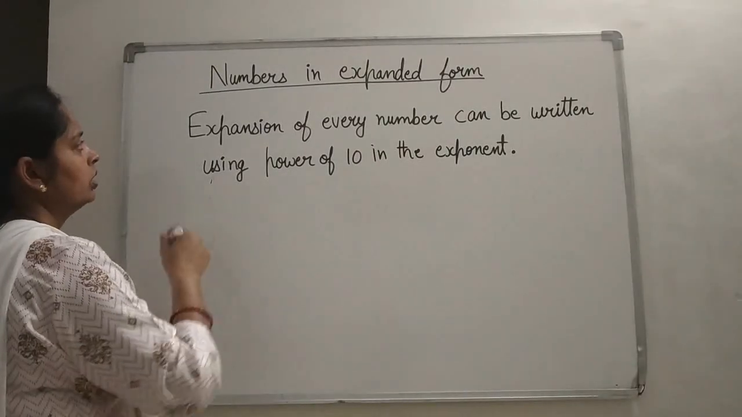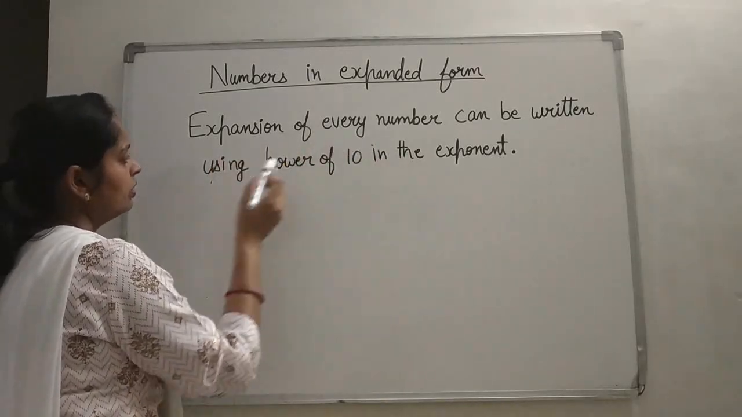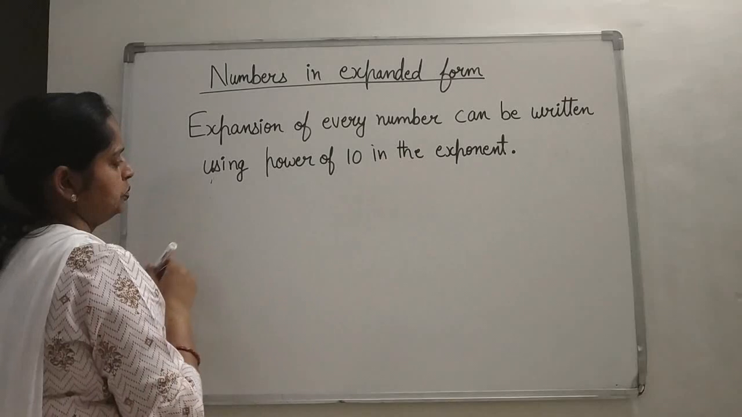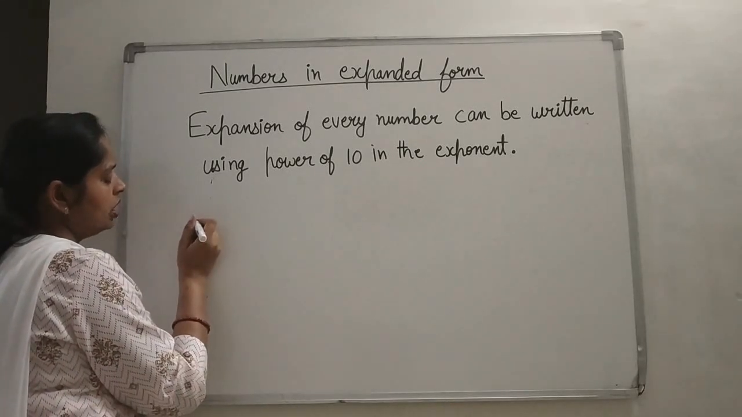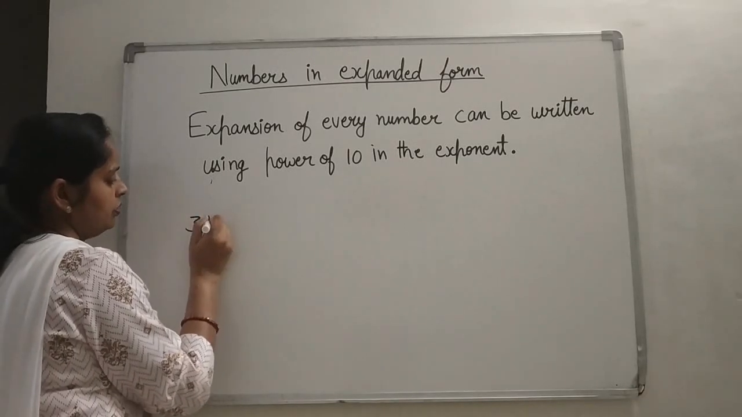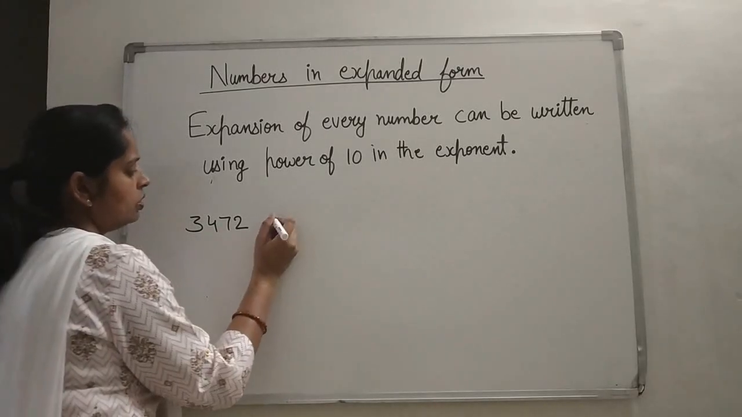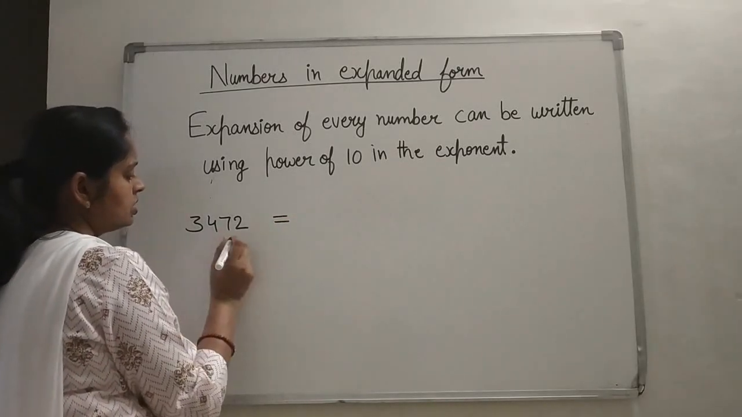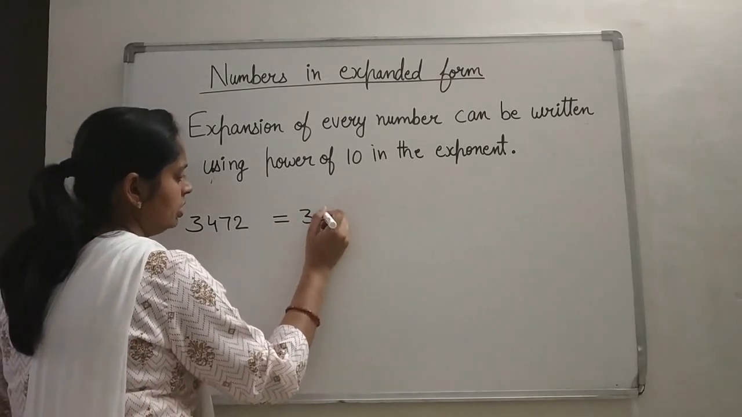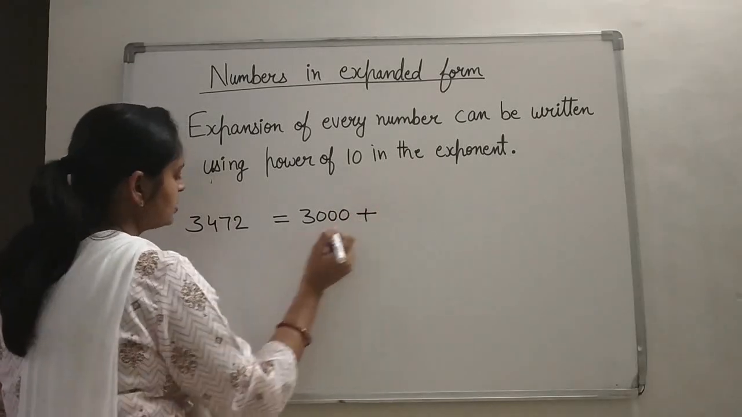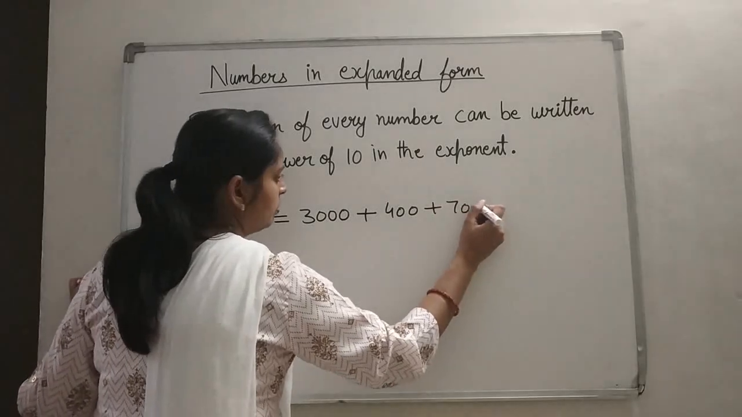Okay. Now numbers in expanded form. Expansion of every number can be written using powers of 10 in the exponent. For example, as we have studied in the junior classes also, suppose you have to expand 3472. In the junior class we studied that the expanded form for this is 3000 plus 400 plus 70 plus 2.